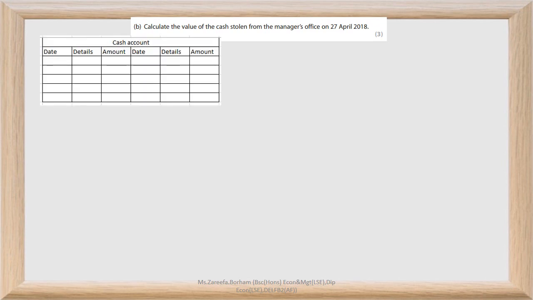Part B of the question asks us to calculate the value of the cash stolen from the manager's office on 27th April 2018. This answer can be found either using the cash account or manually using addition and subtraction where necessary. Let us see the account method first. First, draw up a cash account. It will be a simple T account.